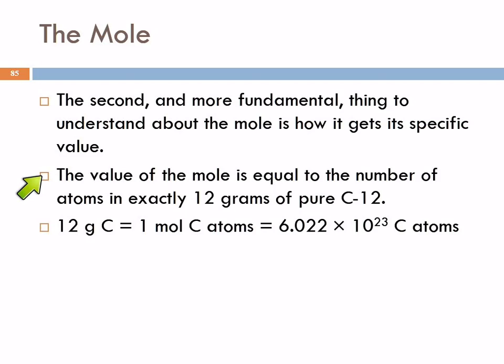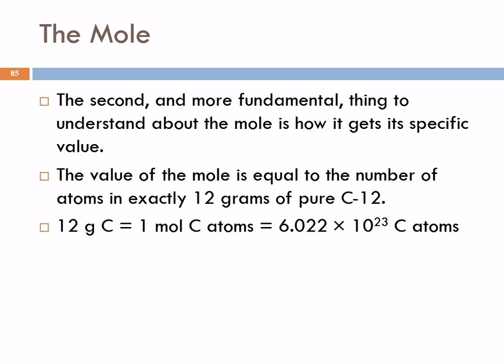I see. So how did we get that number? Did they just pull it out of the air? No. The value of the mole equals the number of atoms in exactly 12 grams of pure carbon-12. So carbon-12 is the isotope of carbon that has 6 protons, 6 neutrons. And so by definition of the units, it weighs exactly 12 atomic mass units. And so what they did is they said, well, if we have 12 grams of carbon-12, how many atoms would there be?